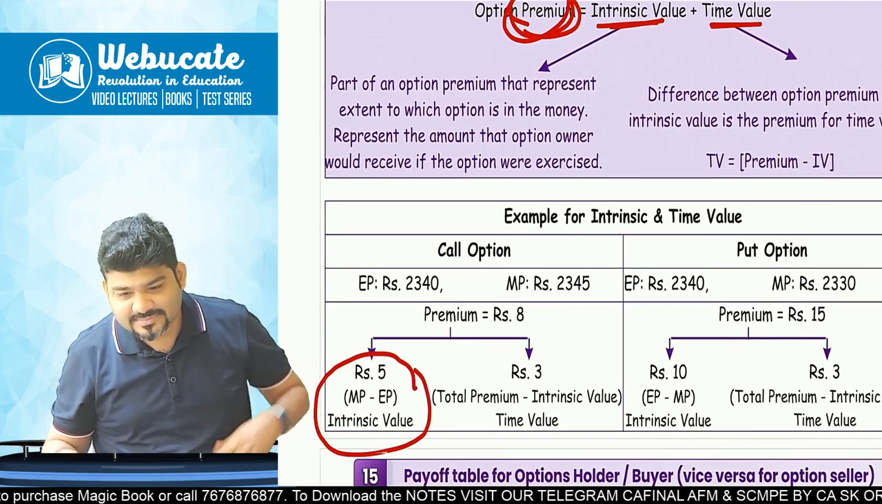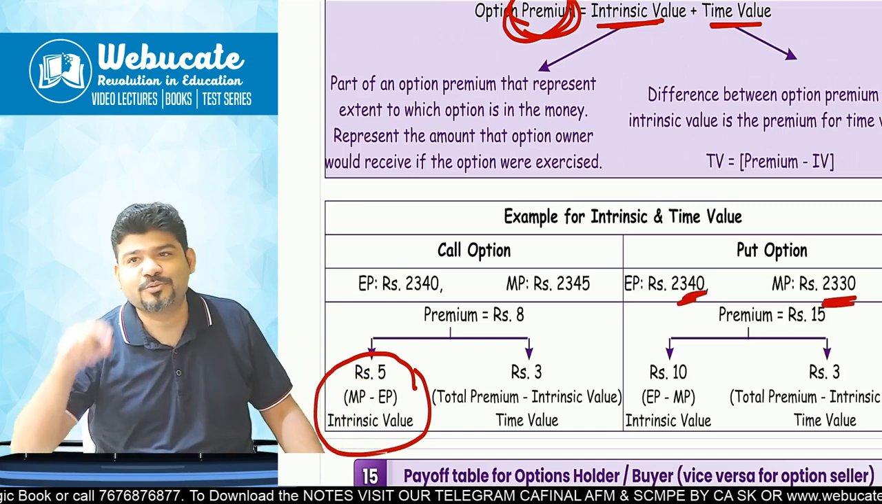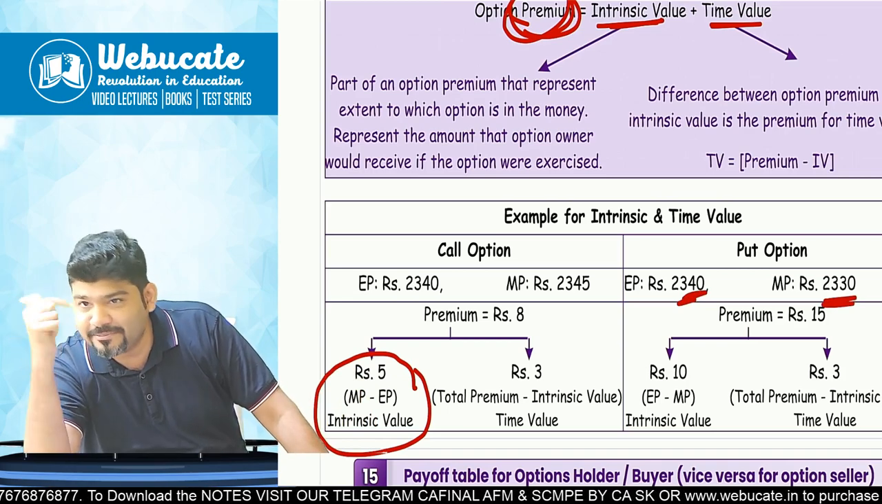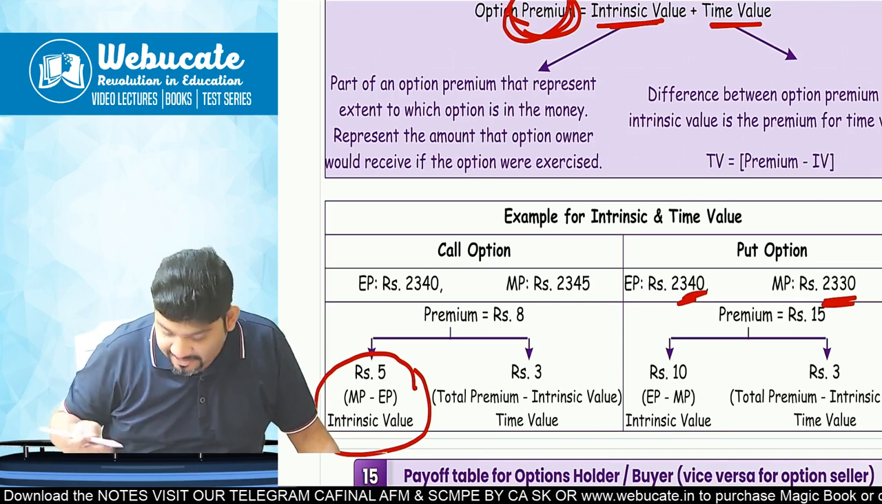Got it? See here, put option 2340 and the market price is 2330. So by default, 10 rupees you are making a profit. You will never be able to make that because that will become your premium, the minimum intrinsic value of premium.